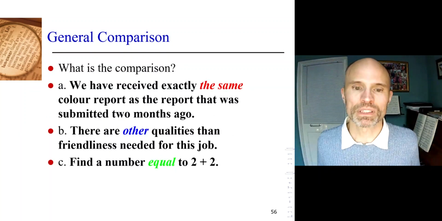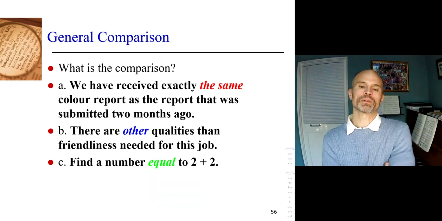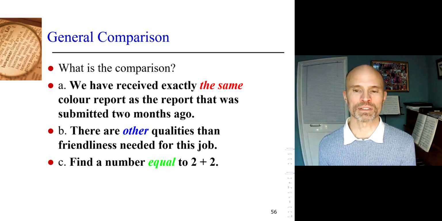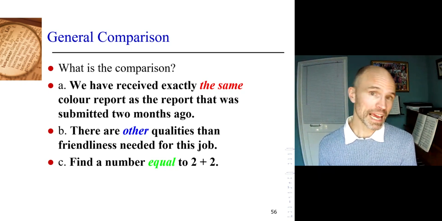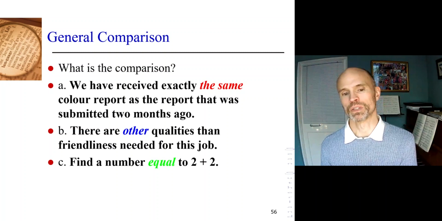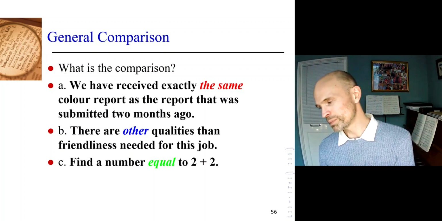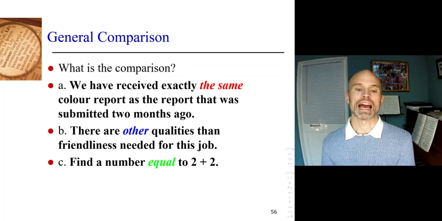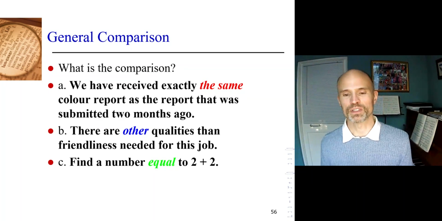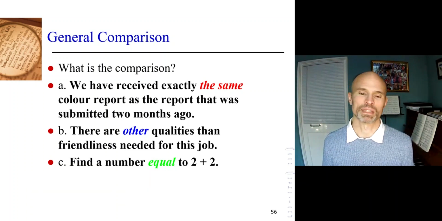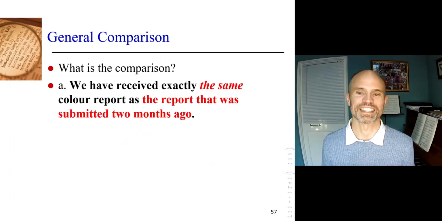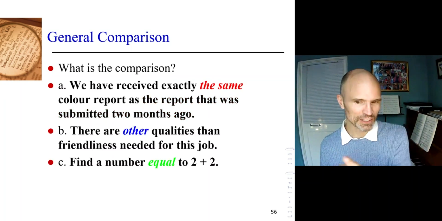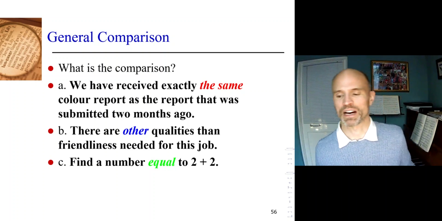Here's a few more examples that I think you can probably work out yourself now, right? We have received exactly the same color report as the report that was submitted 2 months ago. The report we've received, A, is being compared to the report we received 2 months ago, B, and they're being compared in terms of color, same, and so on. I'll leave you to look at the other two for a minute and then determine the answers on your own, or, well, you'll see on the next slide. If you want to look at them yourself, try them out, look on the next slide, and you'll be able to find the answers yourself.